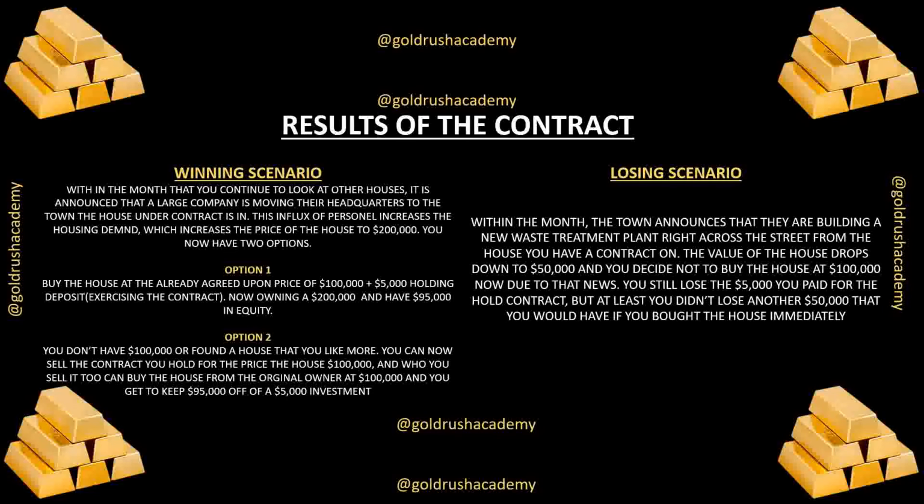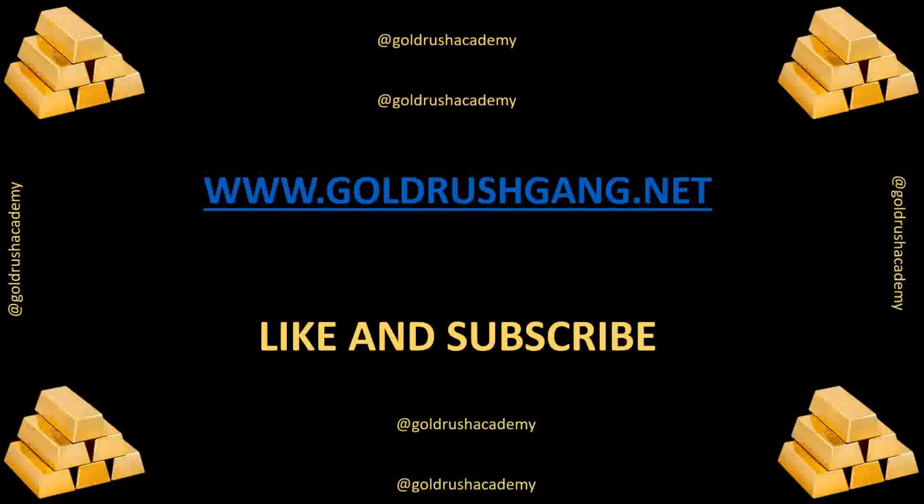Now, the losing scenario would be, within the month, the town announces that they are building a new waste treatment plant right across the street from this house. The value of the house drops down to $50,000. So now you decide not to buy that house, because you had a contract for $100,000 and you would have to pay that if you exercise the contract. So you lose the $5,000 hold fee that you put in, but thanks to you not buying the house immediately for $100,000, you didn't lose the $50,000 off the bat. So that's where the contract would have saved you.